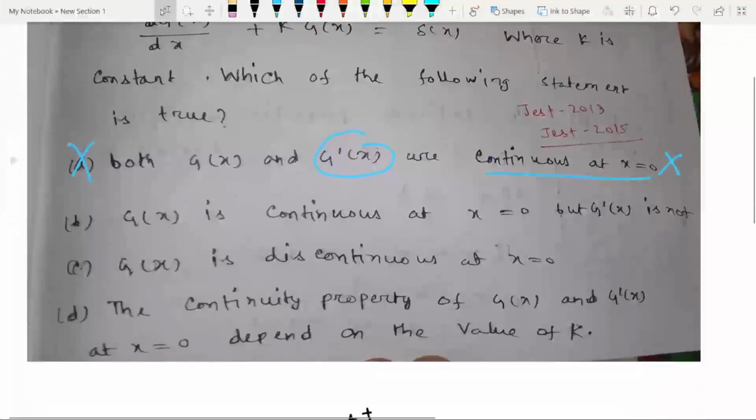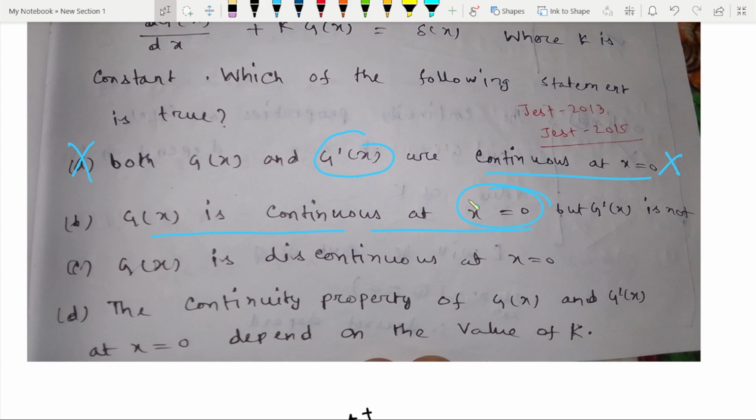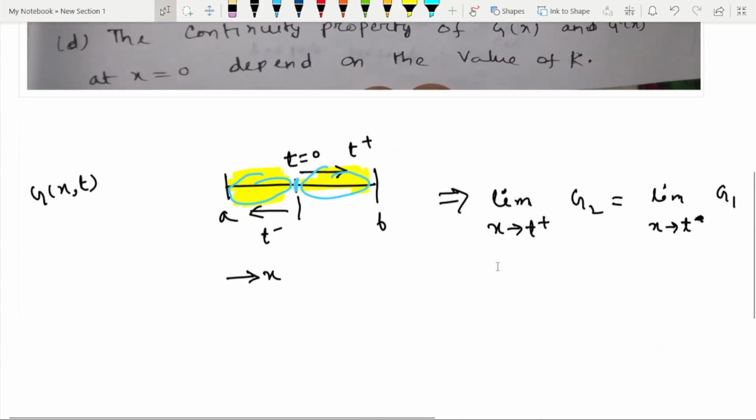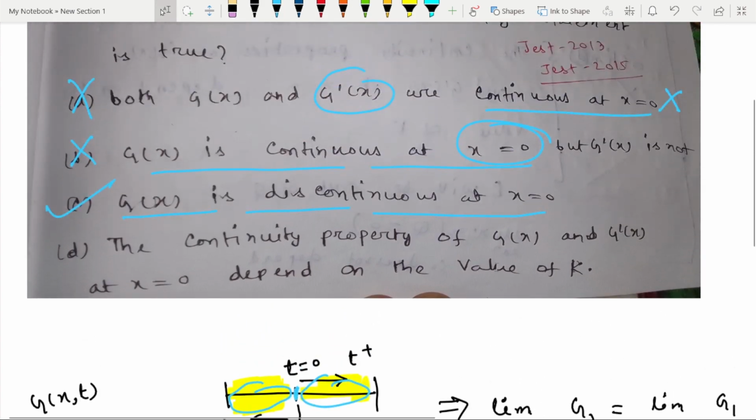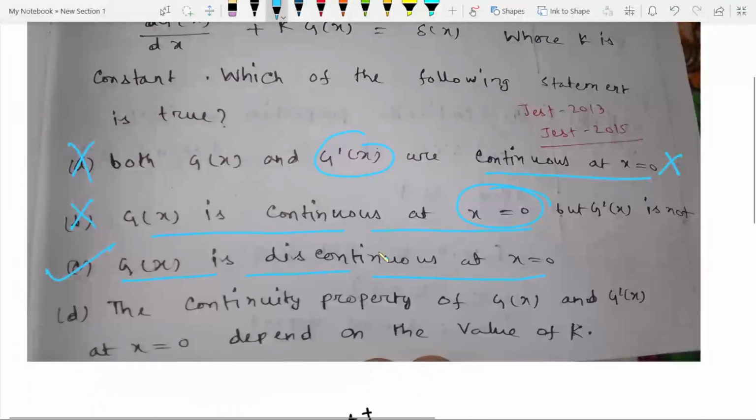Now second option is gx is continuous at x is equals to 0. Again, this is wrong statement. Third statement is gx is discontinuous at x is equals to 0. Okay, this is correct option, because I say here at this point our green function is discontinuous. And our fourth option is the continuity property of gx and g dash x at x equals to 0 depend on the value of k. No, this does not depend on the value of k. So option D is also incorrect.